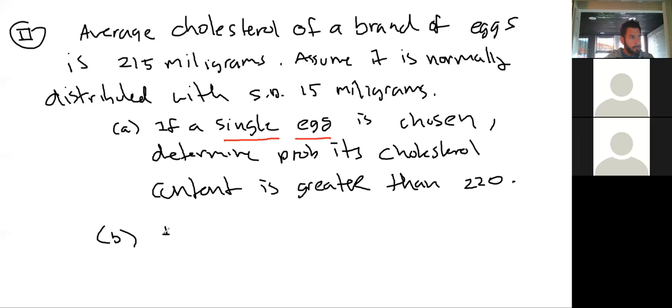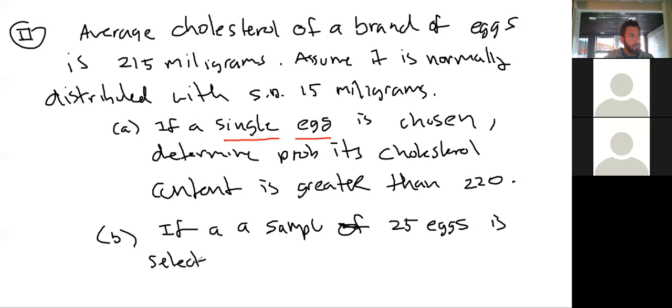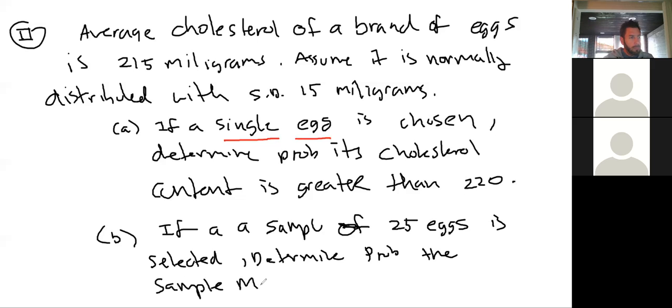And then next, if a sample of 25 eggs is selected, determine the probability the sample's mean is greater than 220. So these are two different questions.